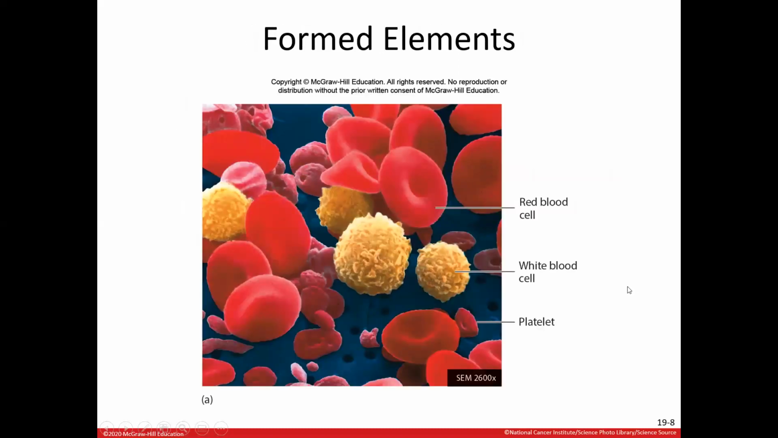So here is a diagram showing you the three different types of blood cell types within your blood. So red blood cells here, they have that distinct disc shape. Your white blood cells here, and then your platelet fragments here.